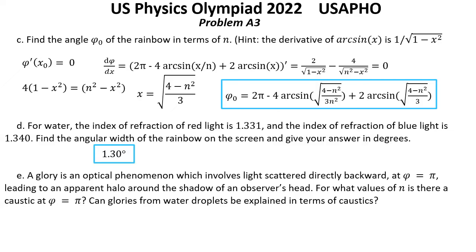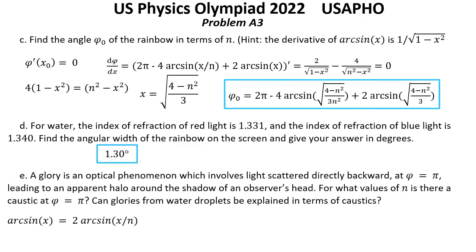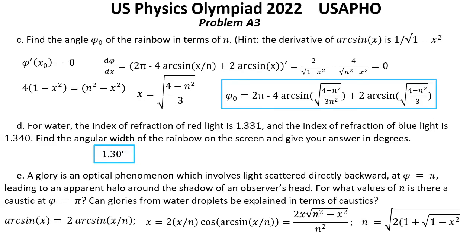Therefore, we will have a caustic at phi equal pi as long as light can be reflected backwards at all. It means whenever there is a solution for phi of x equal 0, because at this angle all the outgoing light is directed at a single point on the screen. We thus need to solve arcsine x equal to arcsine x over n. Taking the sine of both sides and using the double angle formula gives this equation. Solving for n, giving n equal the square root.